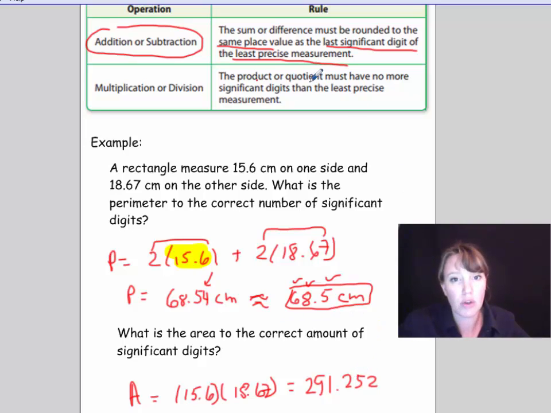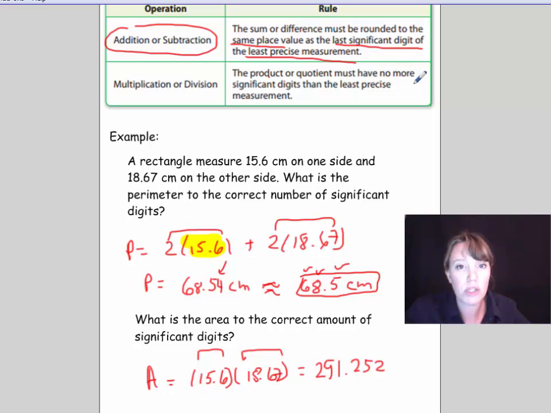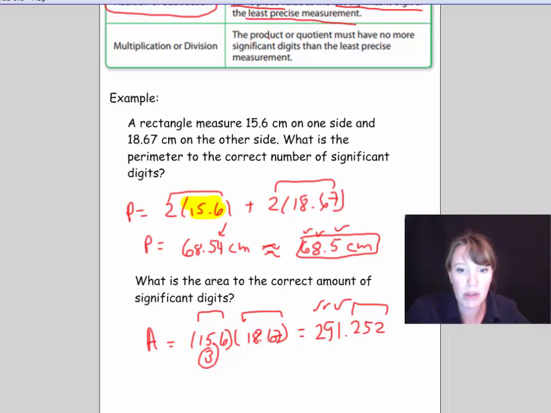That's actually the rule for multiplication and division. So here, the product or quotient, because I'm multiplying two numbers together, must have no more significant digits than the least precise measurement. So again, the least precise measurement was 15.6, which had 3 significant digits. So here, this can only have 3 significant digits. So I've got to cut down all the significant digits here, and I'm going to have to put 1, 2, 3 significant digits. And by the way, this is in centimeters squared, right? Because we're multiplying centimeters by centimeters. So let's round it to the nearest centimeter squared. That's a 2 right there, so it's going to remain at 291 centimeters squared.